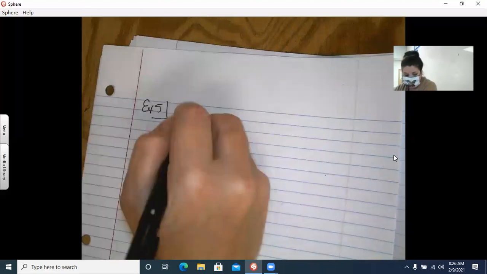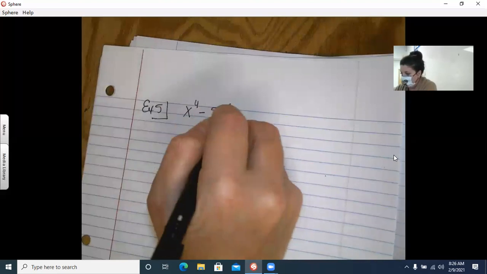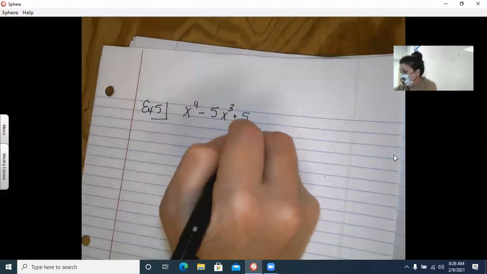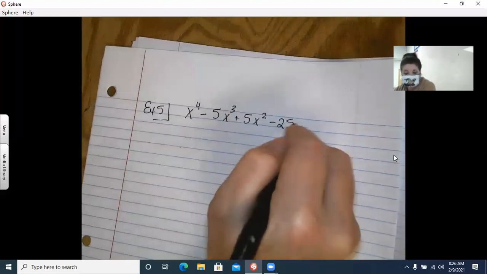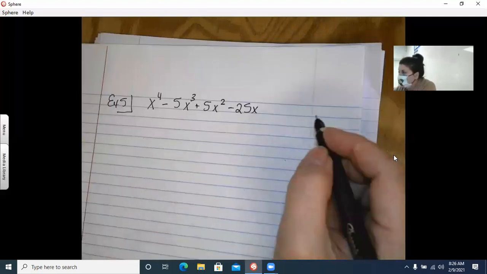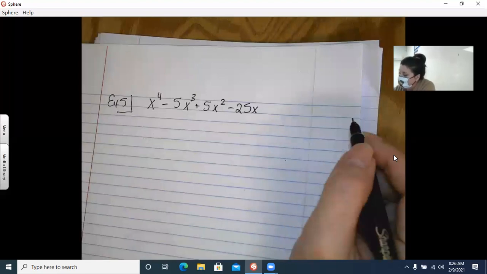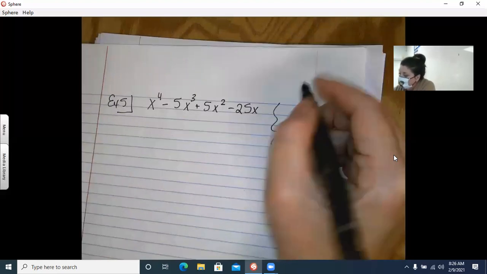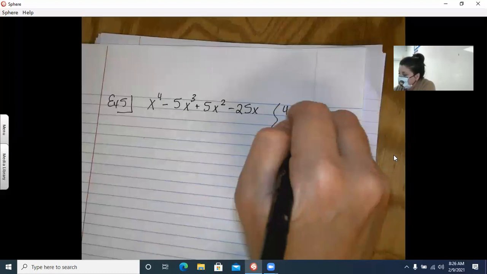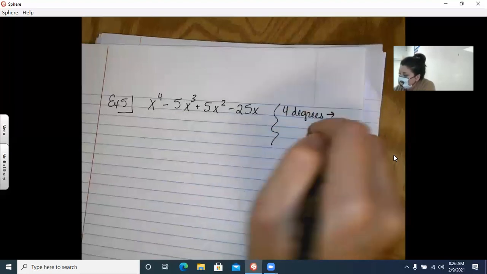X to the 4th minus 5x cubed plus 5x squared minus 25x. I'm going to go quick, okay? Do I have 4 terms? Yeah, so I'm hoping I can do factor by grouping. How many degrees do I have? 4 degrees, so how many solutions or roots or zeros am I going to have? 4. I'll call it zeros.